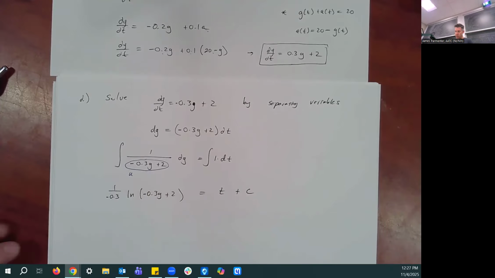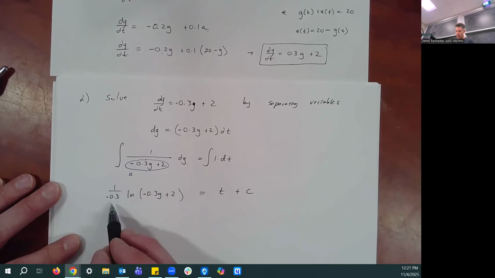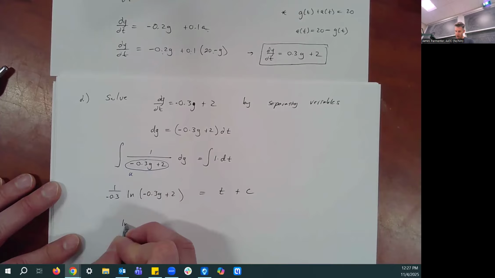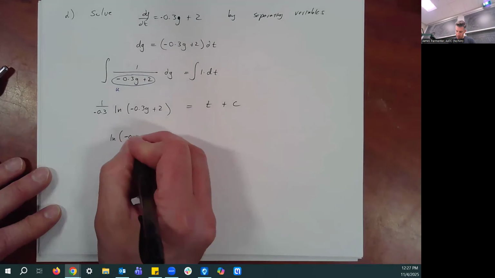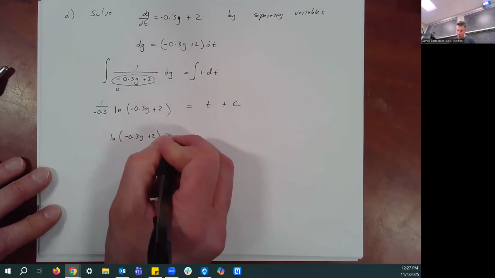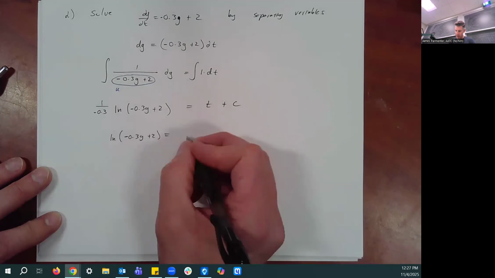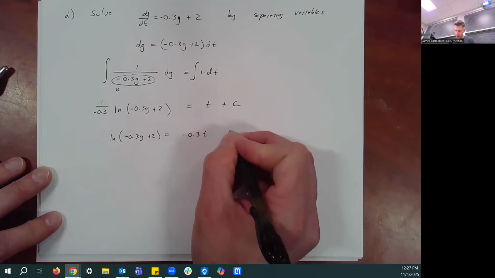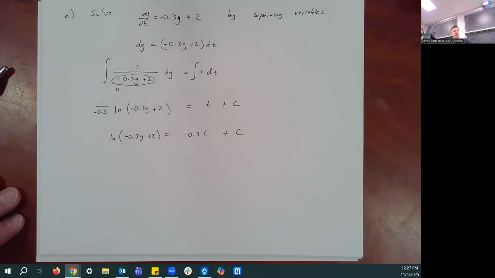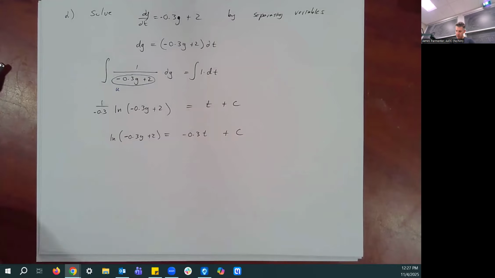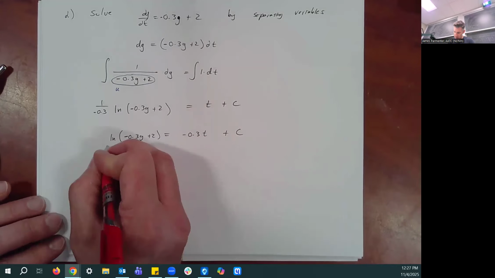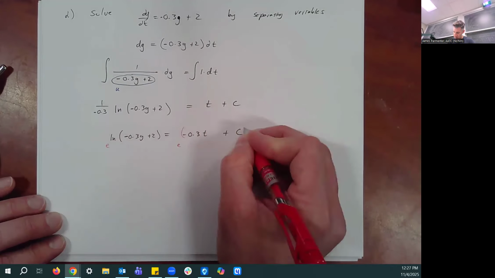Now we're going to solve for g. We multiply both sides by negative 0.3. We get the natural log of negative 0.3 g plus 2 equal to negative 0.3 t plus a constant, because a constant times a constant is still a constant. Now we're going to keep solving for g. We're going to e both sides. So I'm going to say e to the all of this is equal to e to the all of this.